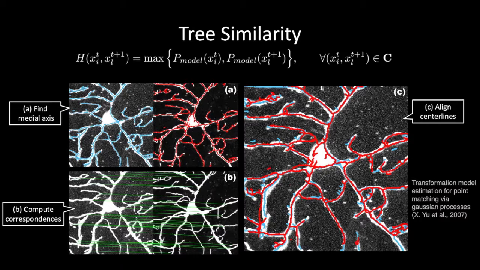To generate the correspondences, we match neurite branches by first approximating the tree structures in input volumes using the medial axis method. Second, we calculate sample correspondences by thresholding the normalized cross-correlation values between branching points. Last, we align 2 tree structures using the iterative closest point technique followed by Gaussian process regression.